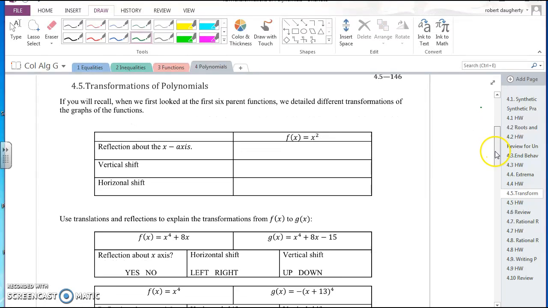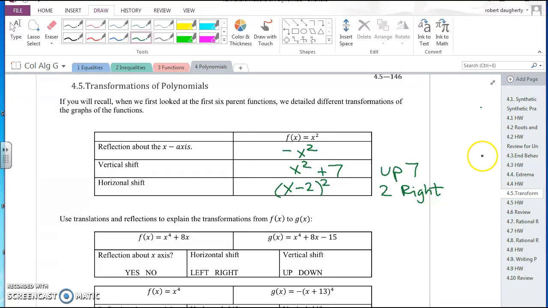Okay, so transformations. We did this earlier in Unit 3. What does it mean to reflect x squared about the x-axis? Well, that would be if I graphed negative x squared. That's an indication that that graph has been reflected about the x-axis. What would indicate that it had a vertical shift? So x squared plus 7. That means this graph went up by 7. That's what a vertical shift looked like. And then remember, if I graphed x minus 2 squared, that was a shift of 2 to the right. Remember, the horizontal shifts, the pluses and minuses, were opposite what you normally thought. We did that in the parent functions. Same thing applies to our polynomials, okay?